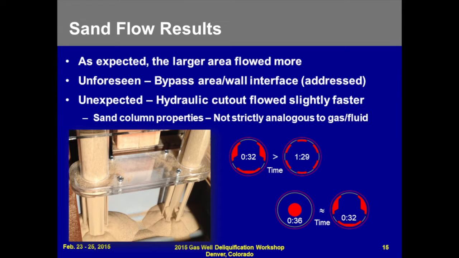While we did expect the hydraulic anchor to flow significantly more sand, what we didn't expect was the hydraulic profile to actually flow slightly faster than the same equivalent area clumped together in a single circle. While the nature of sand, particularly in the form of a column, is not strictly analogous to gas or fluid, it does give us a very good comparison in terms of area and flow rates. I'll put some videos of these tests at the end of this presentation.